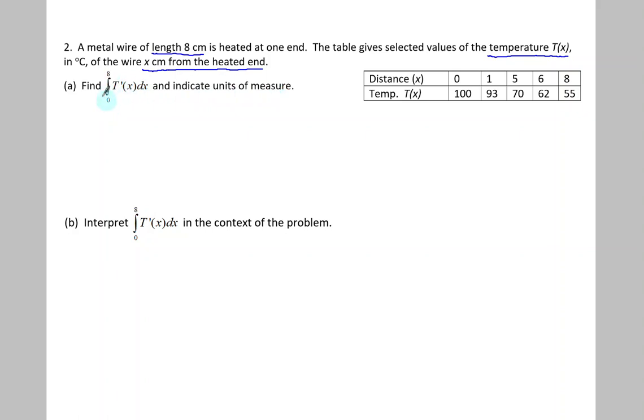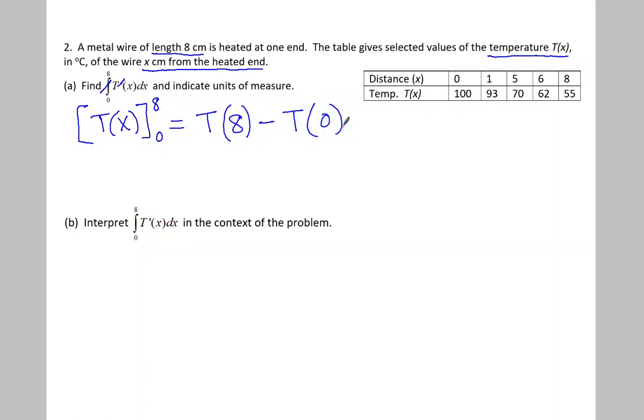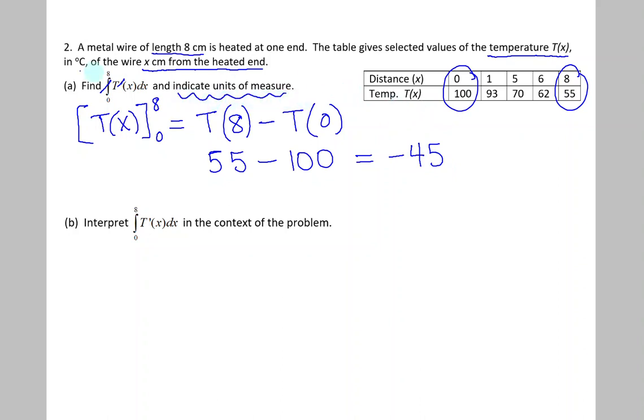Anytime we are taking the integral of a derivative or a rate of change, because the integral is the antiderivative and this is a derivative, those cancel each other out and we are left with T of x. The derivative goes away. We are evaluating T of x from 0 to 8. So that means we are evaluating T at 8 and subtracting T at 0. Using our table, T at 8 is 55 and T at 0 is 100. 55 minus 100 equals -45, and we indicate units of measure, which is degrees Celsius.